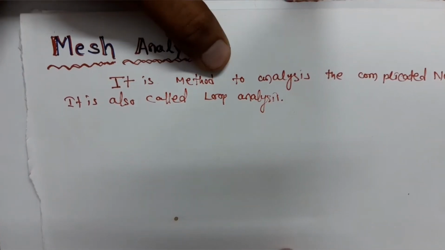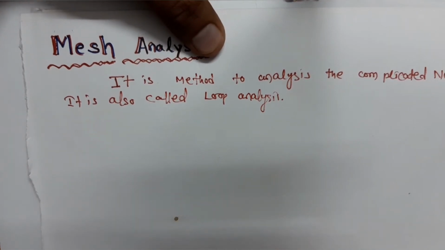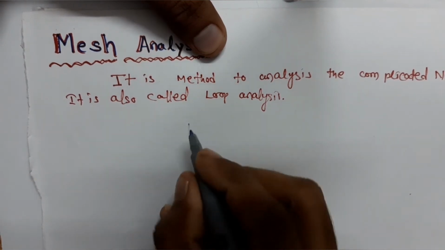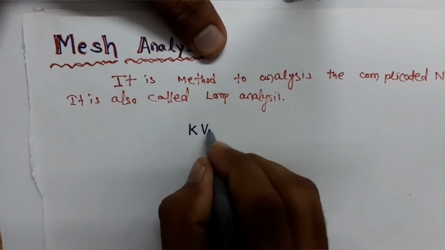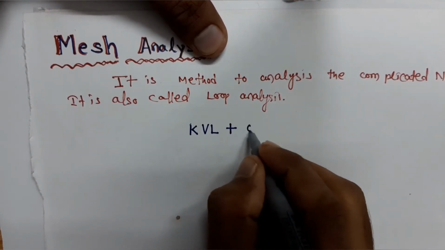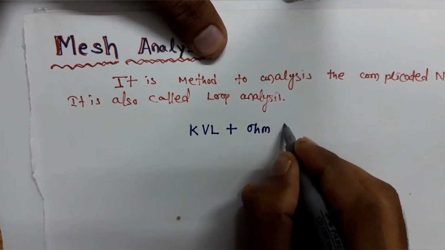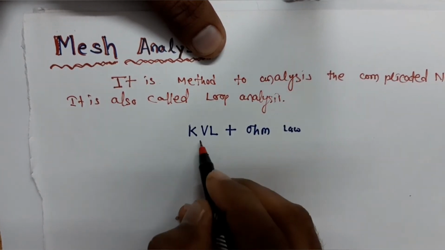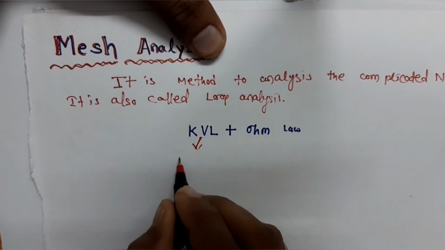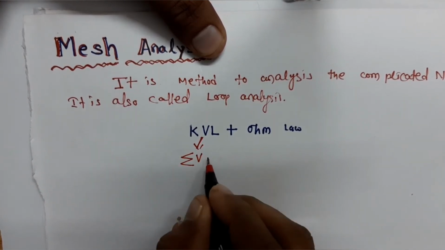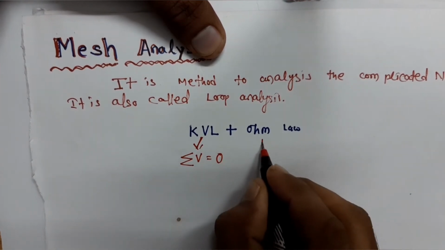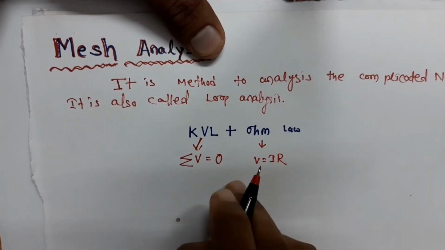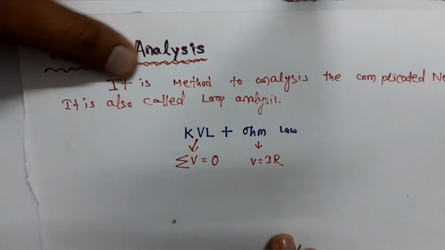It is a method where you use KVL plus Ohm's law. Previously you learned what KVL is. KVL says the algebraic sum of voltages is equal to 0, and Ohm's law is V equal to IR. Here we apply a combination of KVL and Ohm's law. Let's try with a circuit.